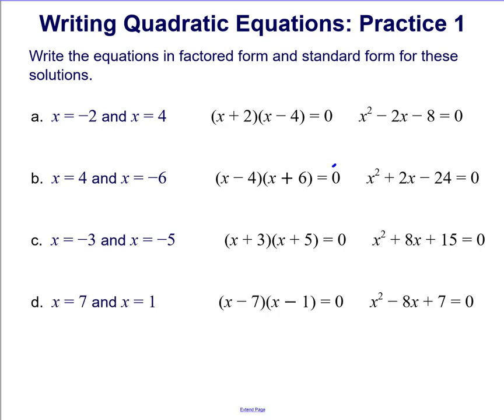For the final one, again, you'll notice I had a positive 7, a positive 1. But in factored form, the binomial is going to be x minus 7, x minus 1 equals 0. And writing this in standard form, by multiplying these two together, it's going to give me x squared minus 8x plus 7 is equal to 0.